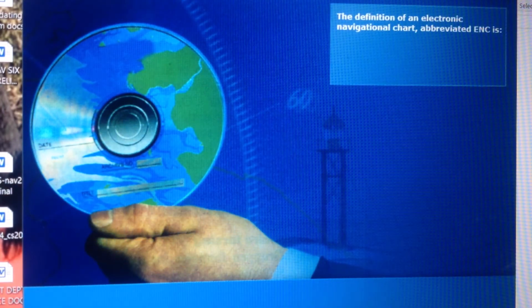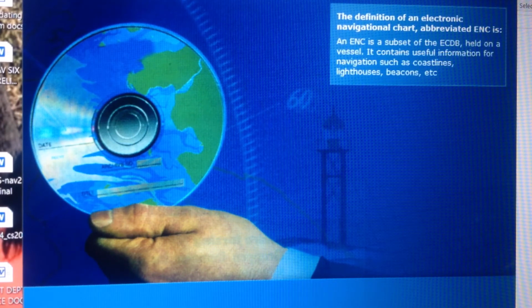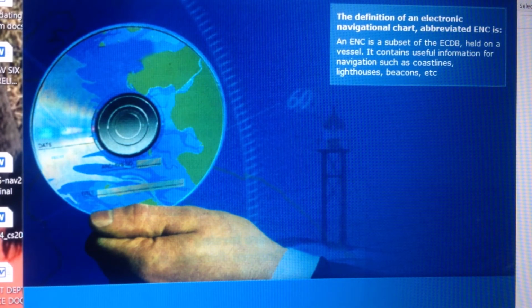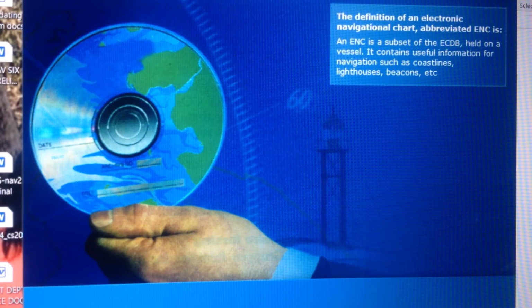The definition of an electronic navigational chart, abbreviated ENC, is: an ENC is a subset of the ECDB held on a vessel. It contains useful information for navigation such as coastlines, lighthouses, beacons, etc.